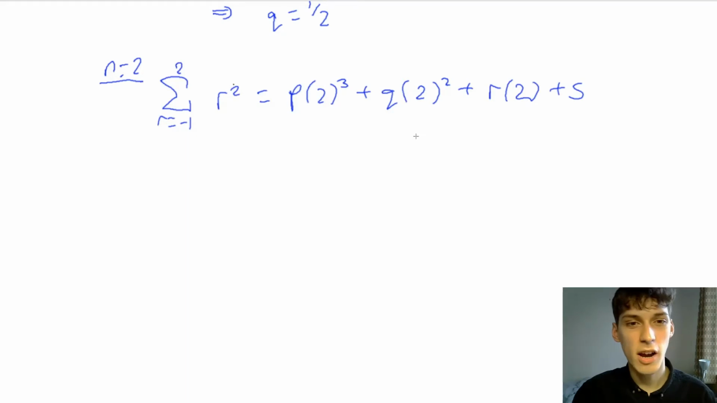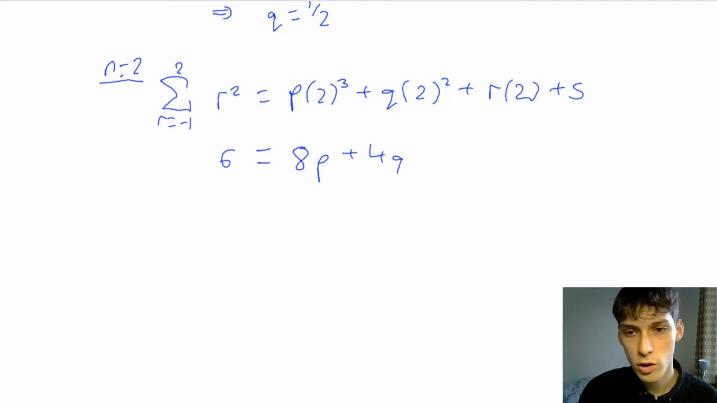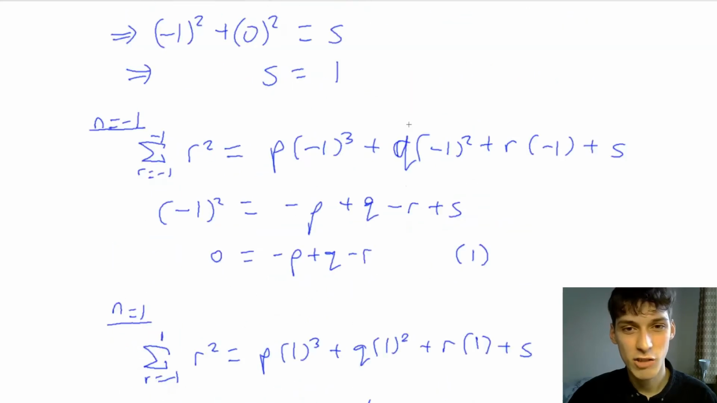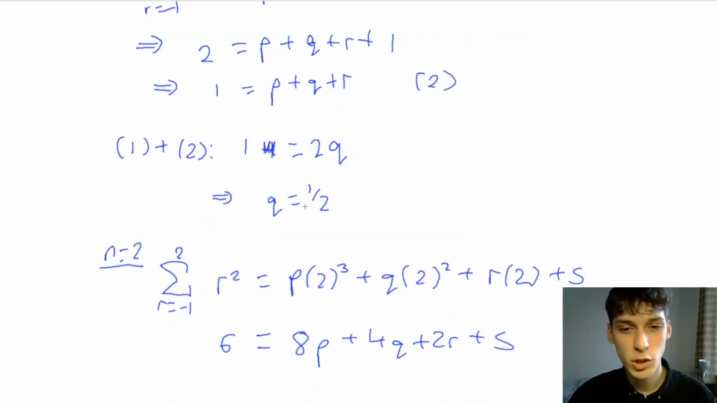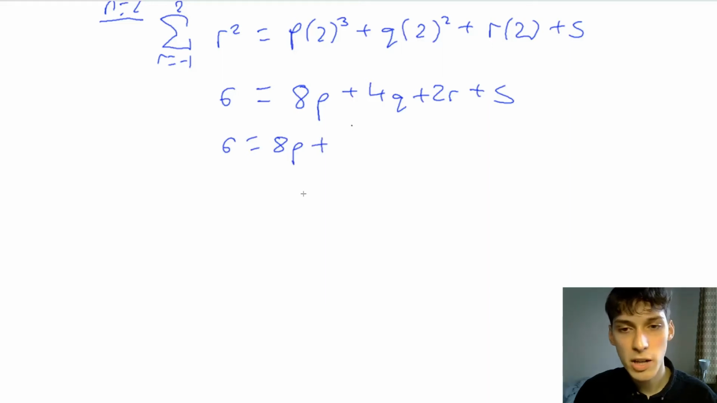So the left hand side is going to be minus 1 squared, 0 squared, 1 squared, 2 squared, all added, which is going to give us 6 is equal to 8p plus 4q plus 2r plus s. And now we know the values for q and for s. Just as a reminder, s is 1 and q is a half. So let's use those. We have 6 is equal to 8p, just to remove as much complexity as early on as possible.